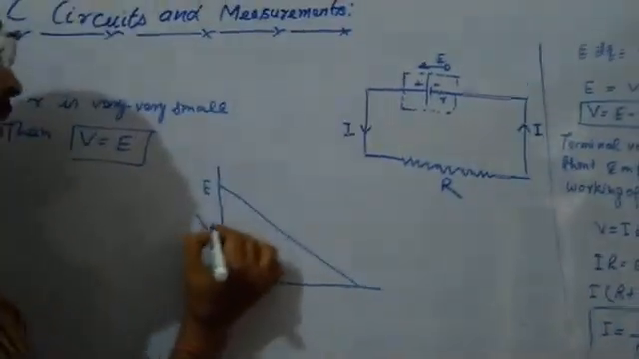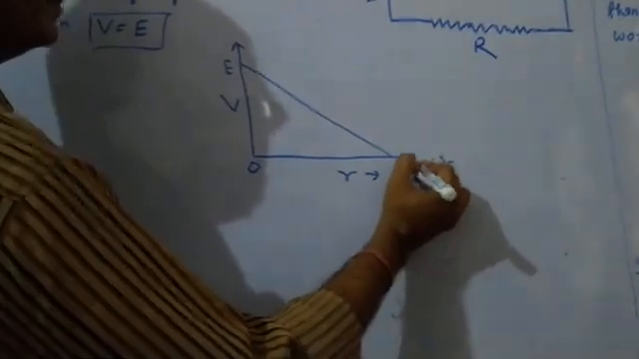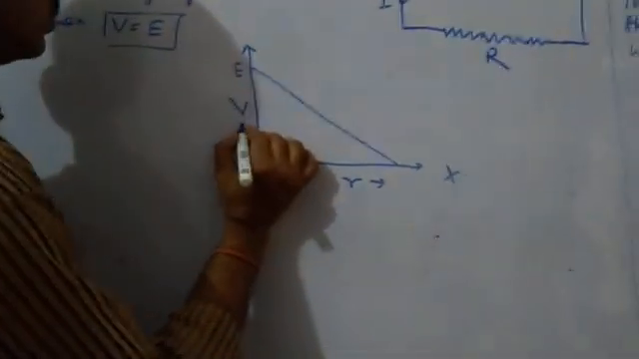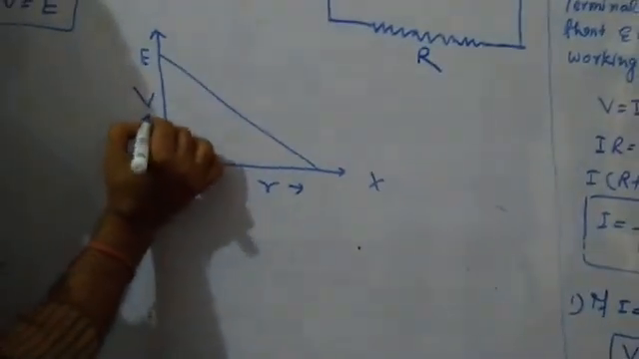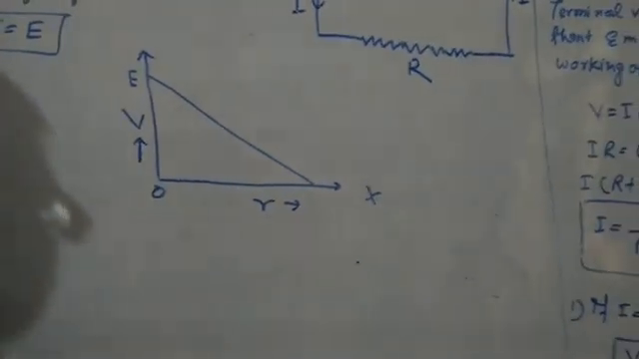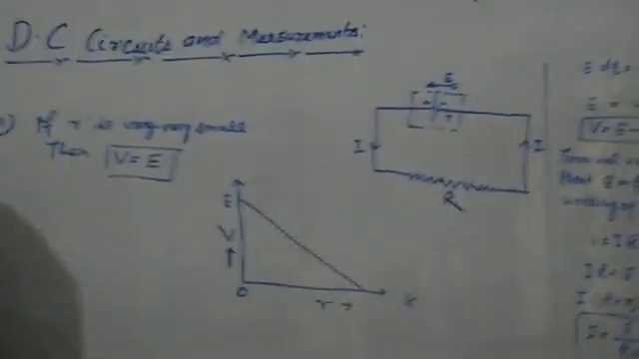Graph between variation of EMF, this E, this V, and this R. Terminal voltage varies with the R. EMF of the cell remains constant. As the R changes, terminal voltage also changes here.